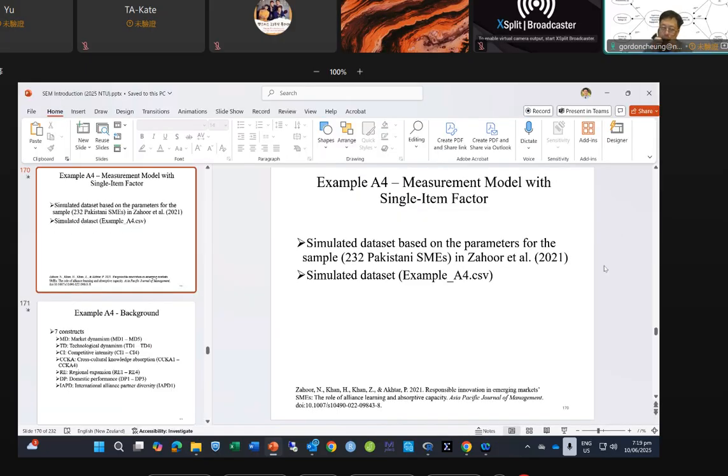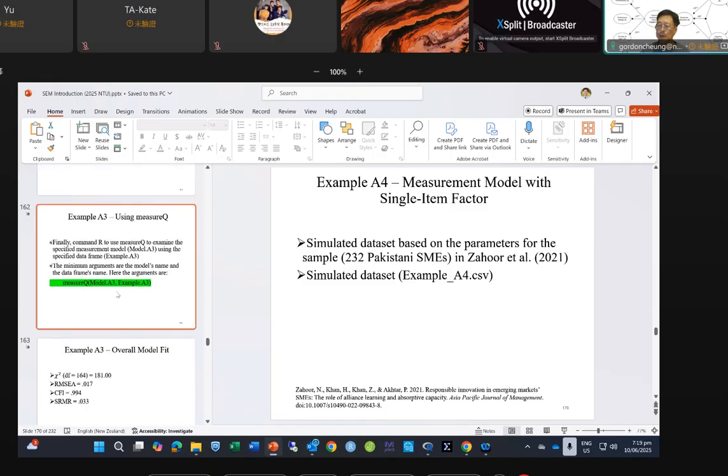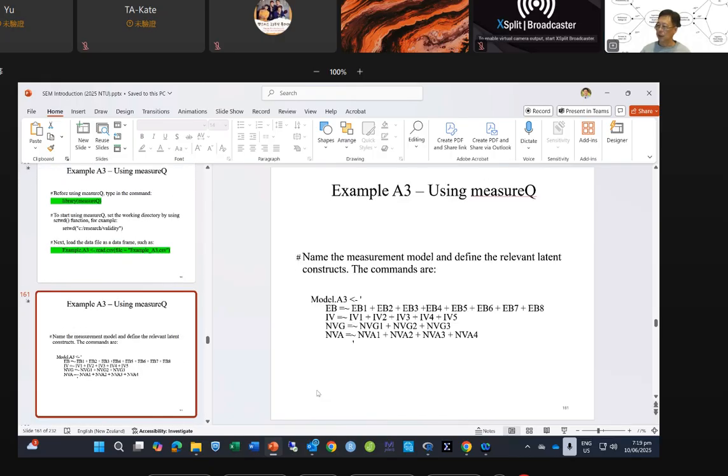Okay. Now, let me repeat what we have covered today. First, I showed you how to do a measurement model. You can see that it is very simple. It is very easy to create a measurement model. Like here, we define a measurement model with an equal sign and a stick with all the items on the other side. So it is easy to define a measurement model.